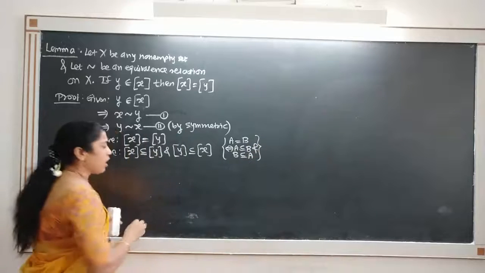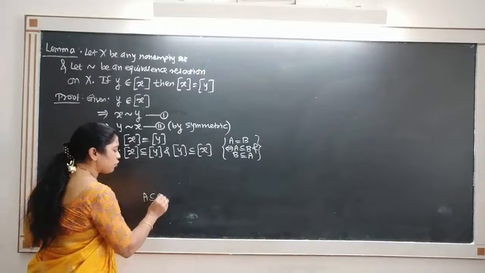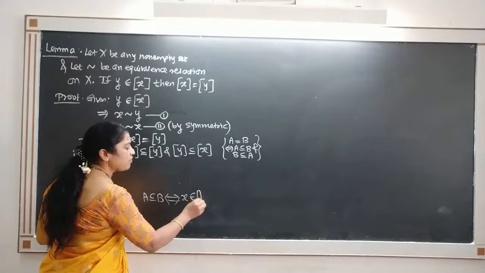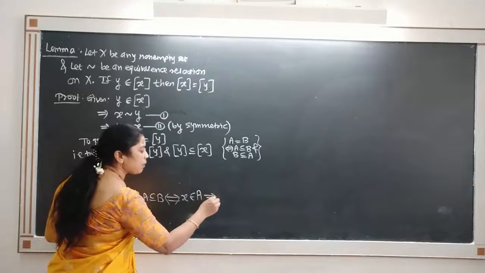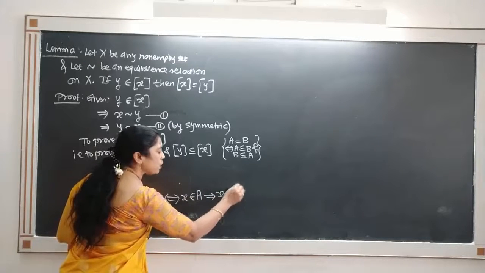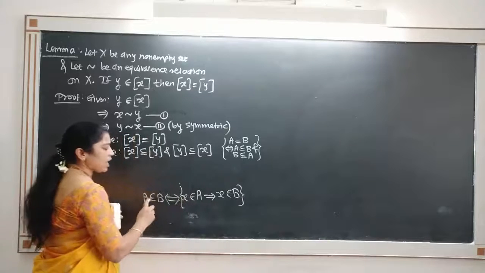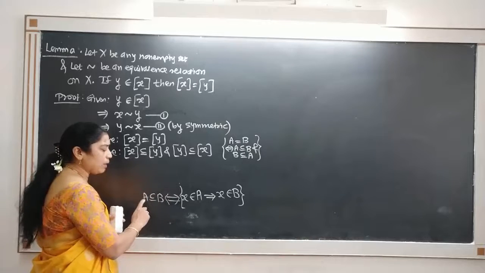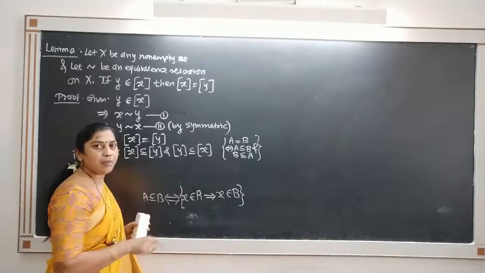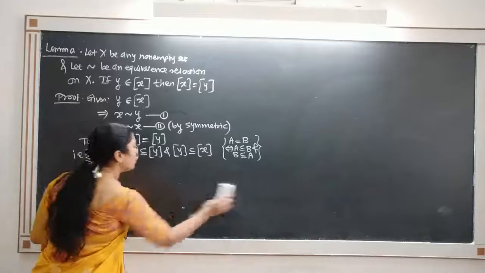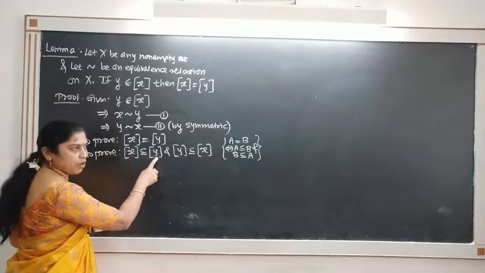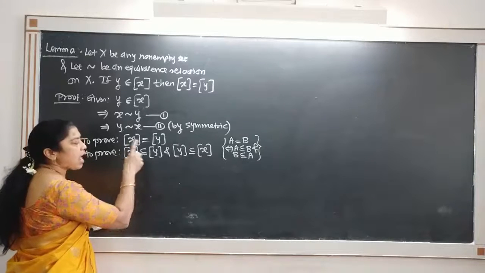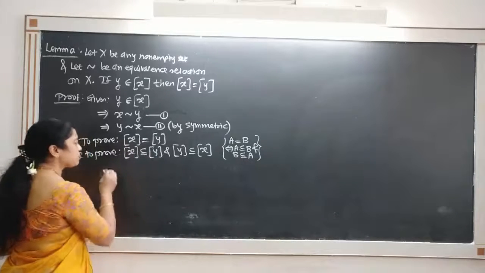Also we know that A is a subset of B if and only if I start with an element X in A and I am able to prove that X also belongs to B. So to prove that A is a subset of B, we start with an element in A and prove that that element is also present in B. So I should start with an element in the equivalence class of X and prove that it is also present in the equivalence class of Y.